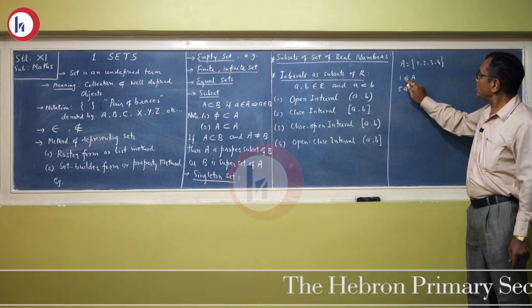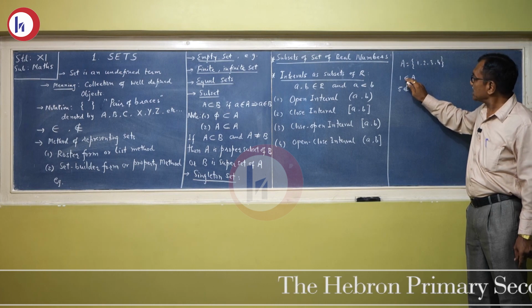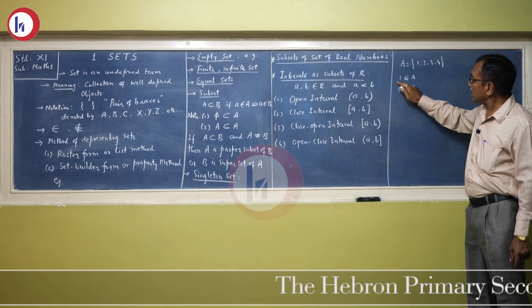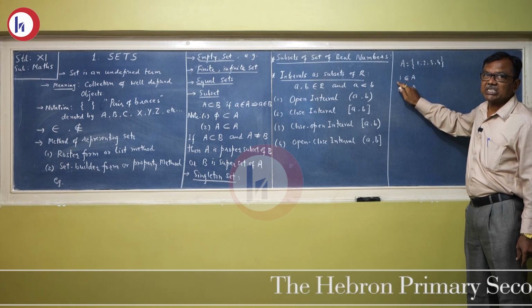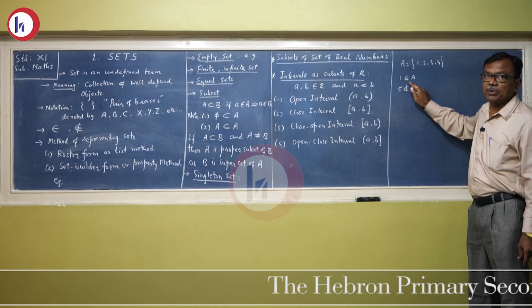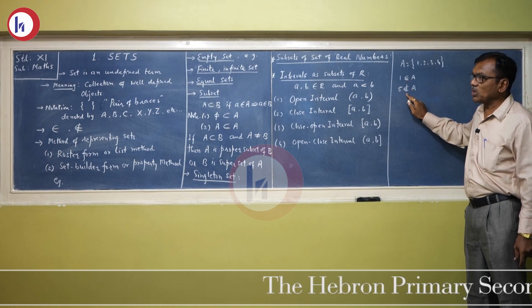When the notation belongs to is used, it means that this side will be the element and this side will be the set. If the element is present in the set, then belongs to. If the element is not present in the set, then does not belong to the set A.